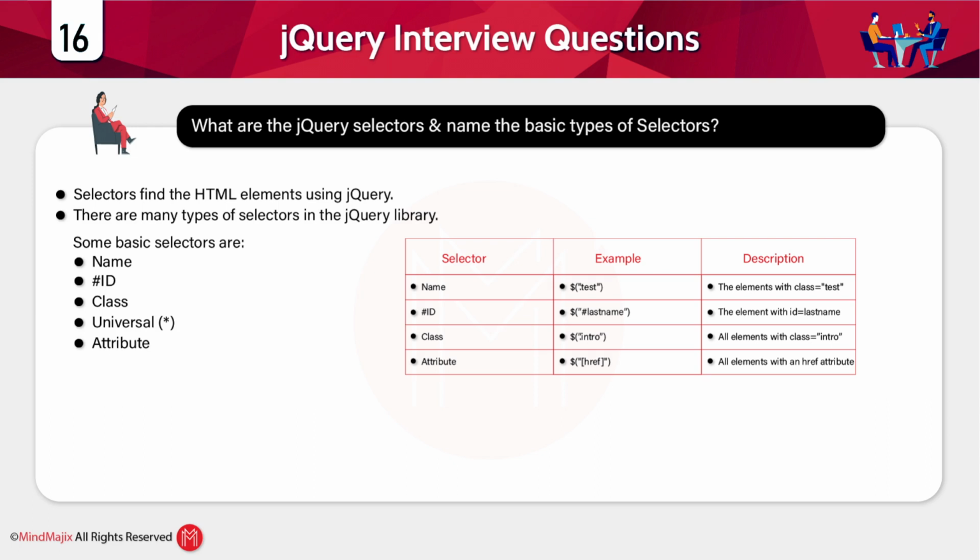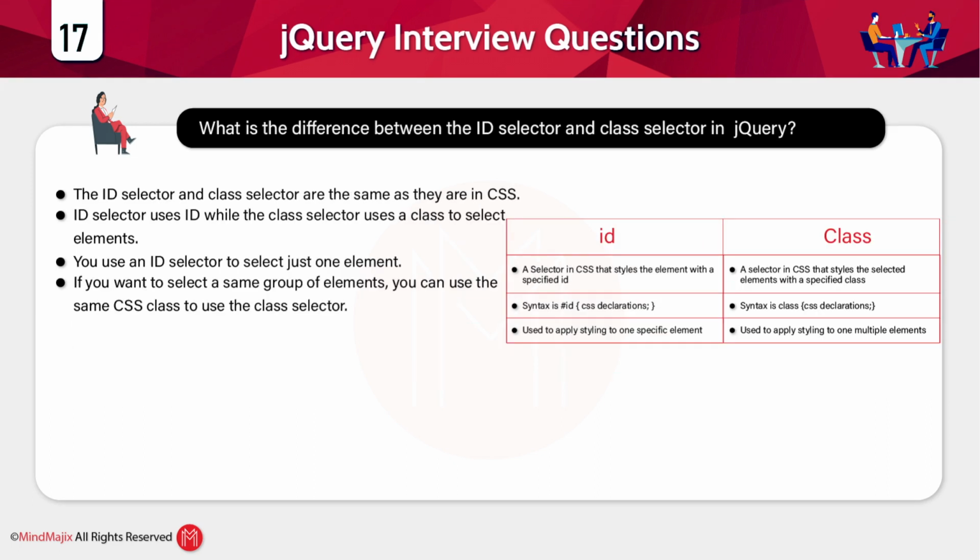So these are a few of the jQuery selectors which are used to select the HTML elements. So here comes the next question. What is the difference between the ID selector and the class selector? ID starts with hash and class starts with dot. So this is the difference. The ID selector and the class selector are the same as they are in CSS. The ID selector uses an ID while the class selector uses a class to select elements. You use an ID selector to select just one element. If you want to select a group of elements, you can use the same CSS class with the class selector. So this is the difference between an ID selector and a class selector.